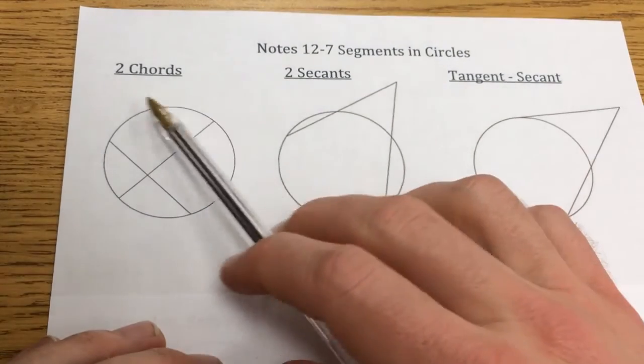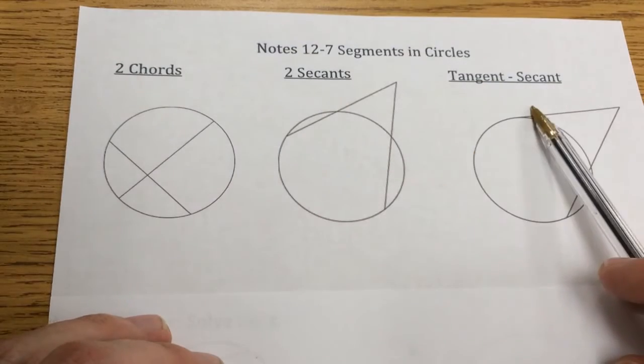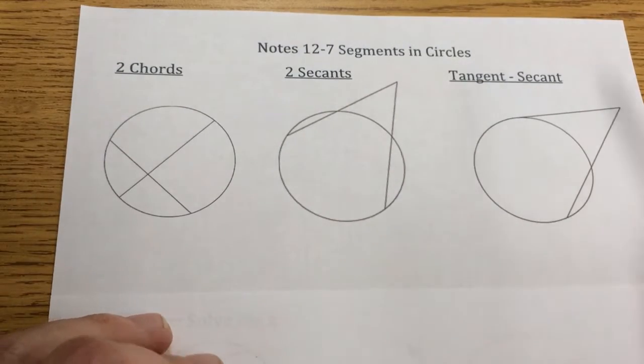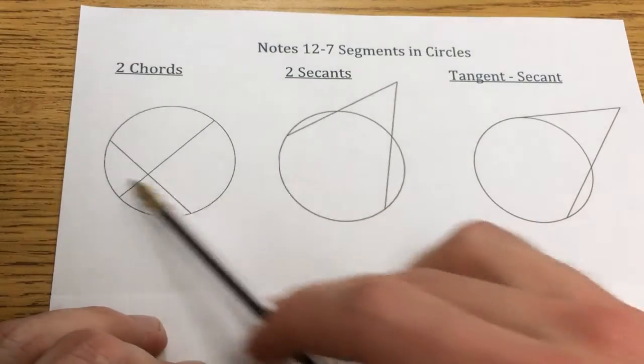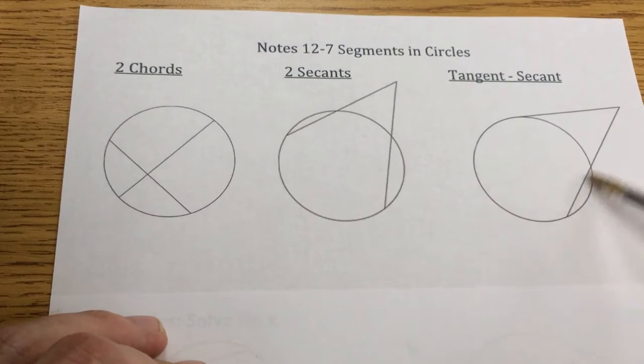Okay, the first relationship is two chords. The second relationship is two secants. And the final relationship is with a tangent and a secant together. As you can see, in this circle I have two chords, I have two secants together, and I have a tangent and a secant here.